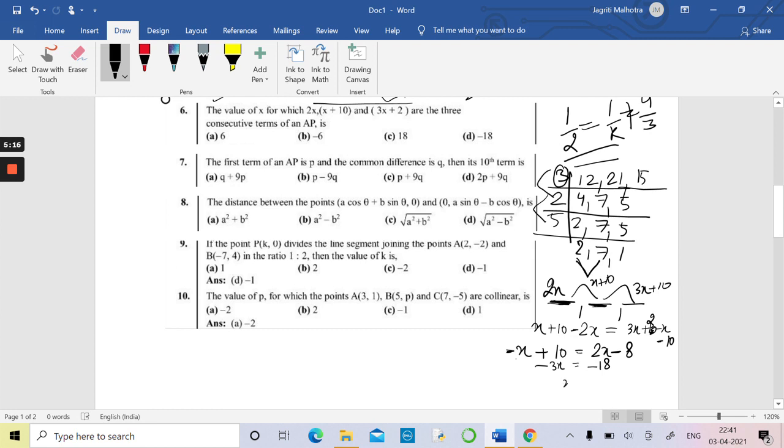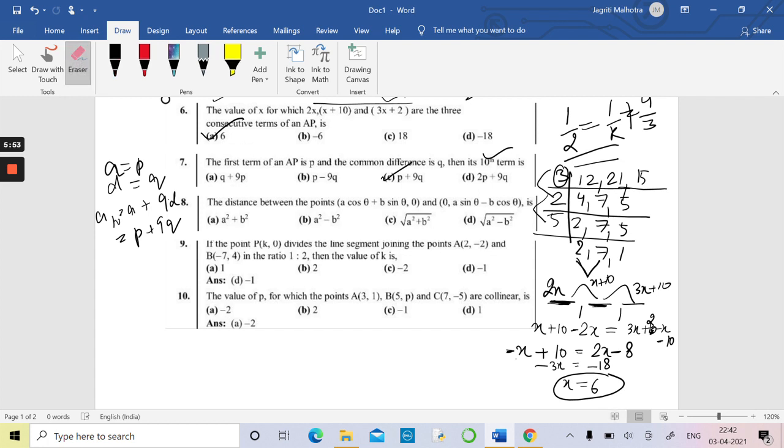Okay, that means x equals 6. This means this is the correct answer. The first term of an AP is P. That means our A is P and the common difference, D, is Q. Then we have to find the 10th term, that means A10, and the formula is A plus (n minus 1)D. N here is 10, so n minus 1 is 9D. Here A is P plus 9D, and D is Q. P plus 9Q. This means this is the correct answer.